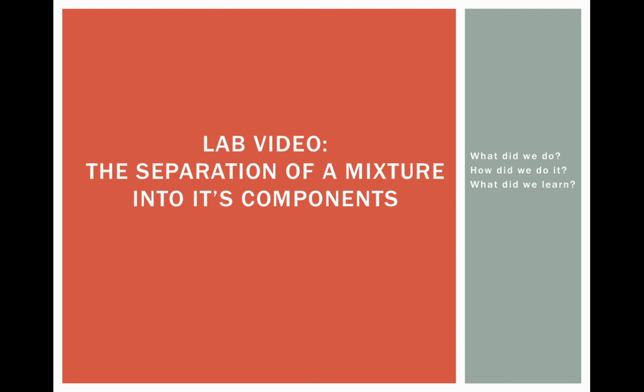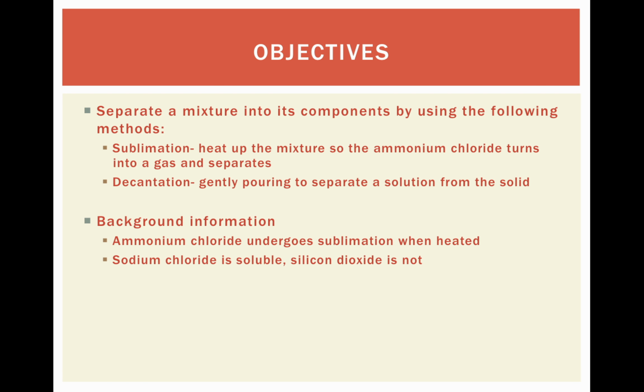Okay, so let's go over what we did in our separation lab when we separated an unknown mixture into its components. We're going to review what we did, how we did it, and what we learned. So the objectives of this lab were to separate a mixture into its components using the processes of sublimation and decantation. Sublimation is when you heat something so that one substance turns into a gas and evaporates off. And decantation is the process of gently pouring to separate a solution from a solid component.